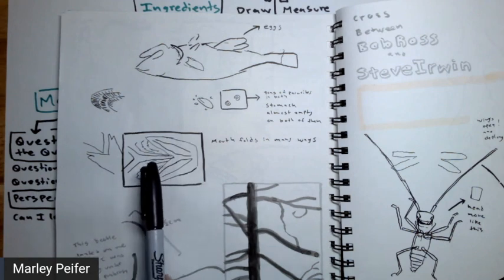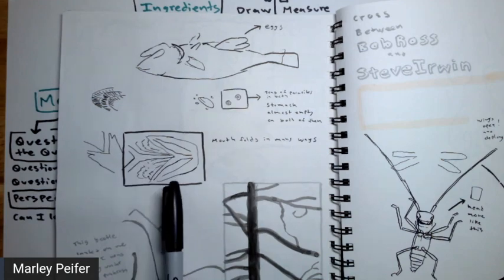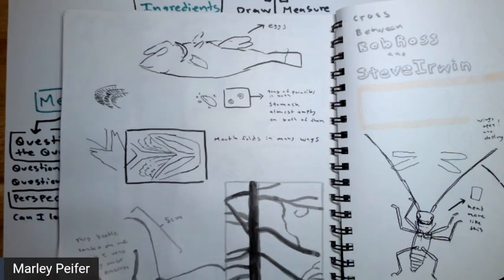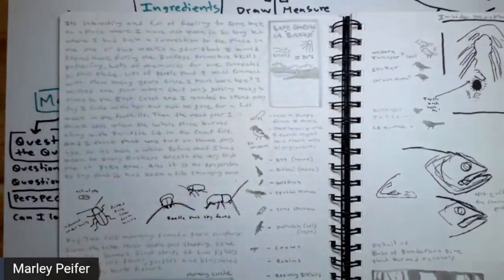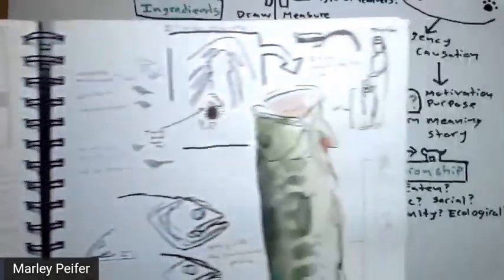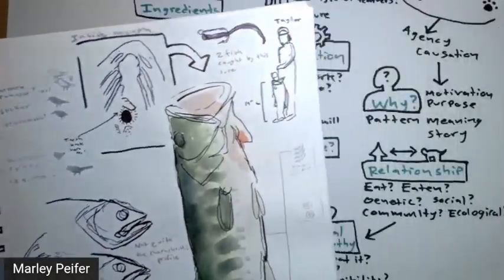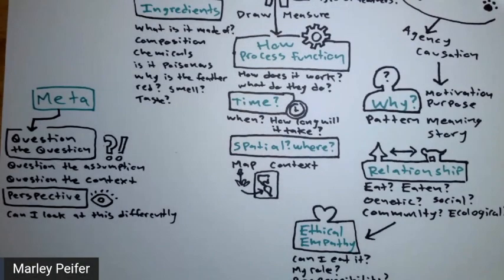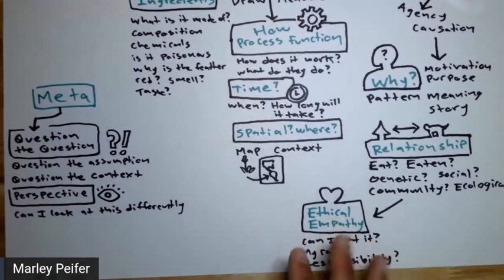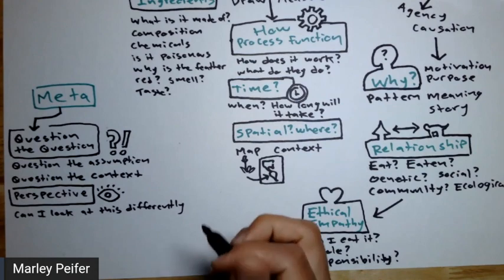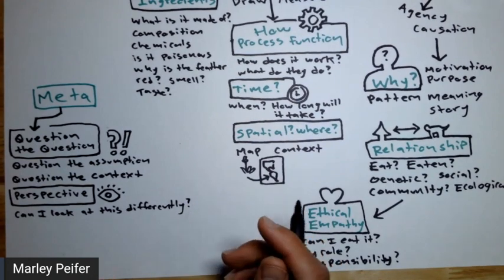So in our drawings, changing perspective can be really helpful in nature journaling because what we see a lot of times is just based on the perspective that we're using. And when we take a different perspective, we might see things that are totally different. So can I look at this differently is one example.